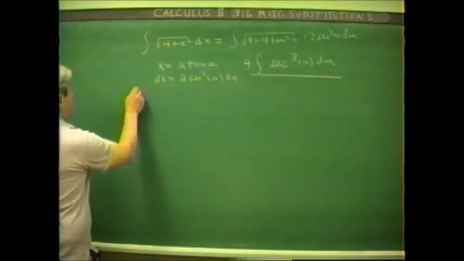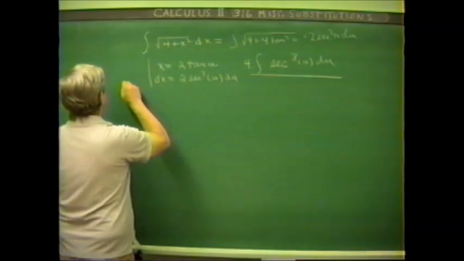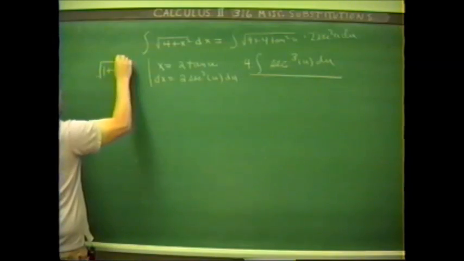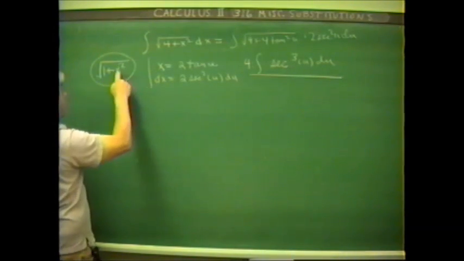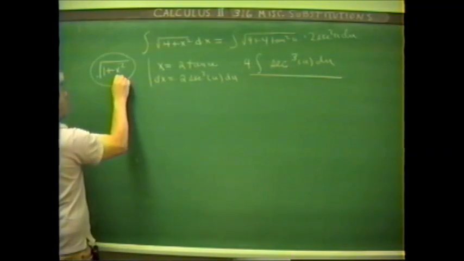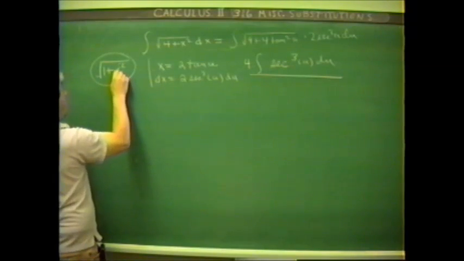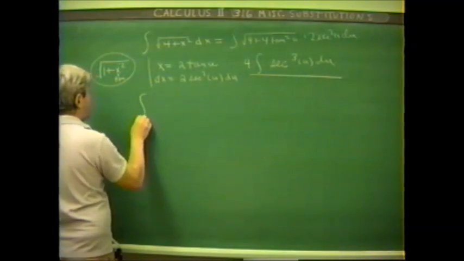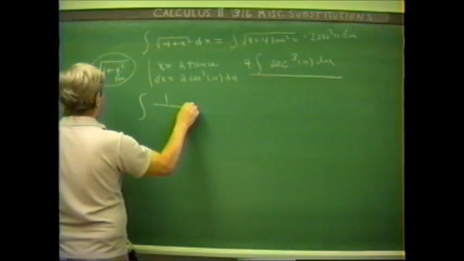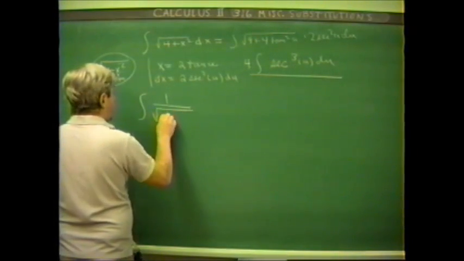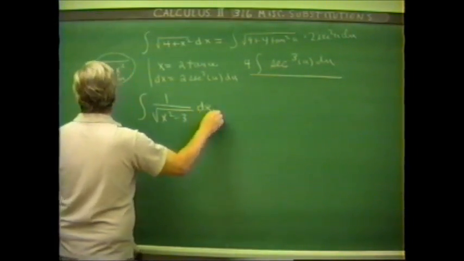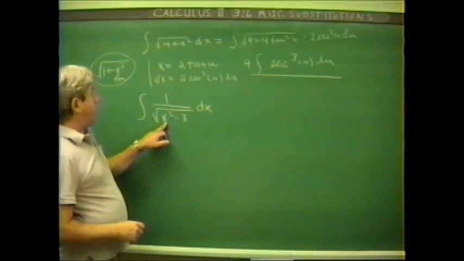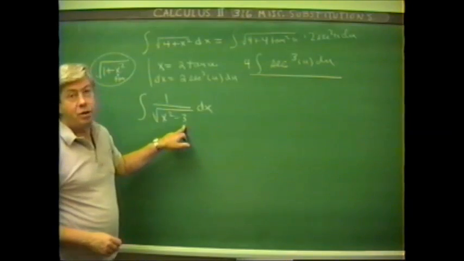Let's take a look. So when you're looking at something that looks like 1 plus x squared, or the square root of 1 plus x squared, use tangent, since that's 1 plus tangent squared. Let's look at the antiderivative of 1 over the square root of x squared minus 3 dx. Here you'd like this to look like secant squared minus 1.